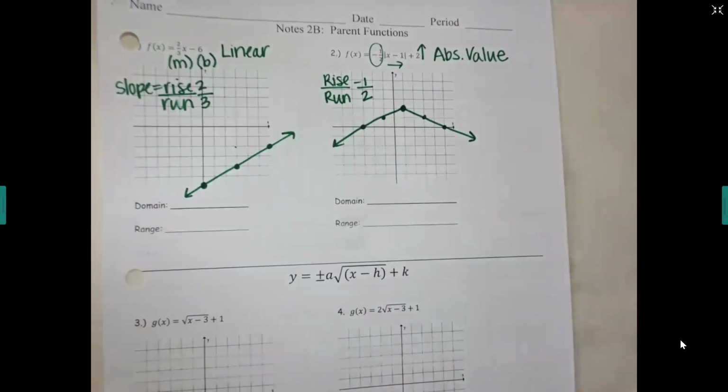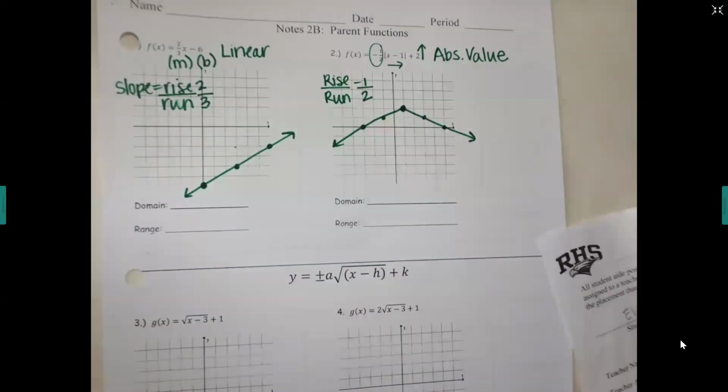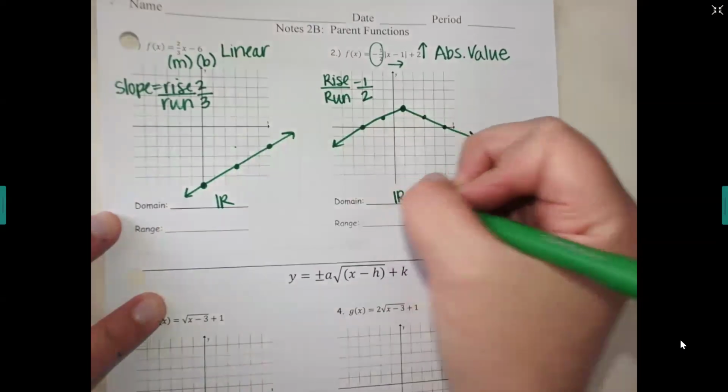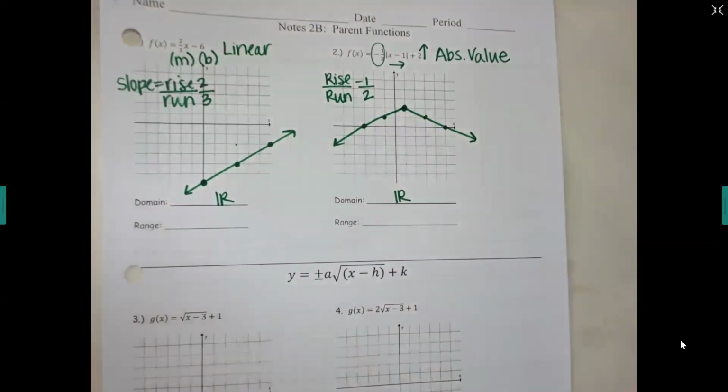Okay. All right, for both of those, think about your domain first. Domain is side to side. The V and the line both go how far to the left? Infinity. How far to the right? Infinity. Then we're going to put all real numbers. And then remember for your range, you're going lowest to highest.